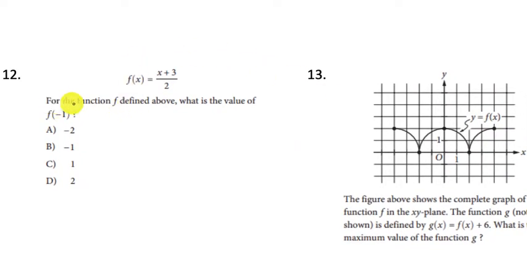Number 12. For the function f defined above, what is the value of f of negative 1? So we have that f of x equals x plus 3 over 2. For f of negative 1, wherever we see an x, we're going to replace it with what's inside of the parentheses. Instead of x, we're going to have negative 1 plus 3 over 2. Negative 1 plus 3 is positive 2 over 2, which will be 1. And that'll be answer choice C.